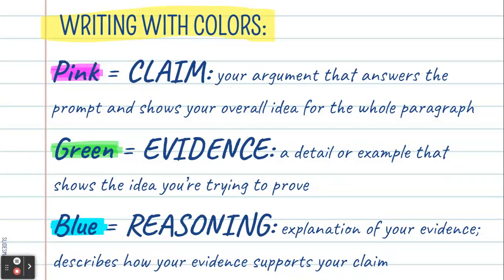A little refresher on writing with colors. Pink is your claim. That's your argument, which shows the idea for the entire paragraph. Then you have evidence, that's a detail or example that shows the idea you're trying to prove. And then you have reasoning, that's an explanation of your evidence. It describes how your evidence supports your claim.